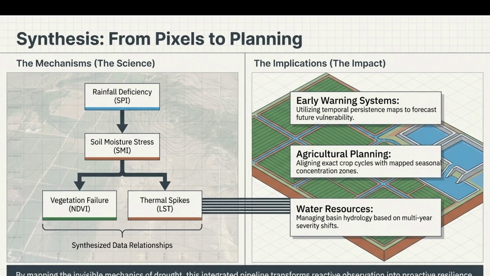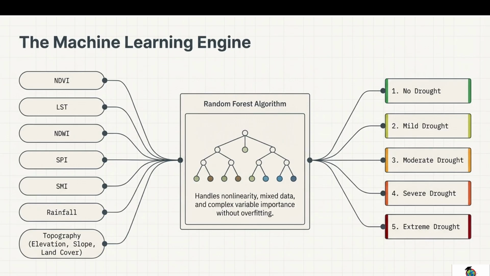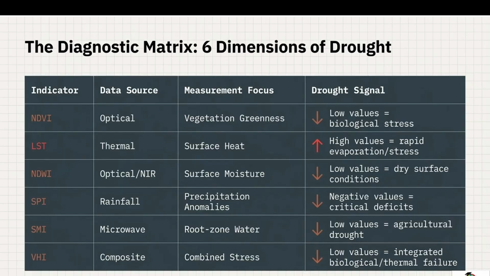And finally, we simply apply this mechanism. For that, rainfall data, SPI, SMI, NDVI and LST are used by mapping the invisible mechanism of drought. We also use these things, and there are a lot of implications for early warning systems, agriculture planning, and water resource management. So this is the overall summary of your full work. So we just apply these things step by step.